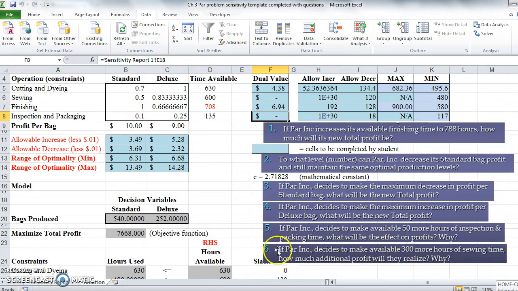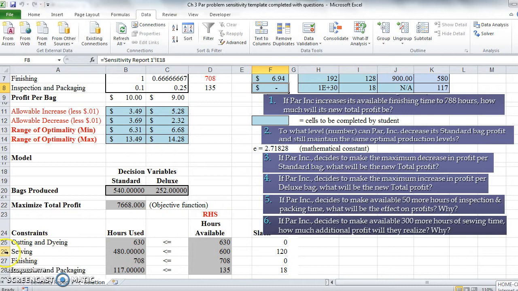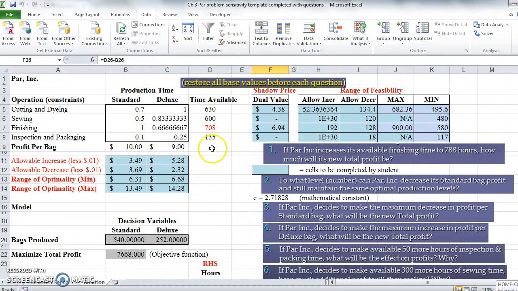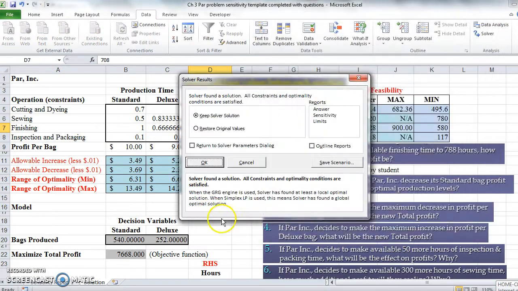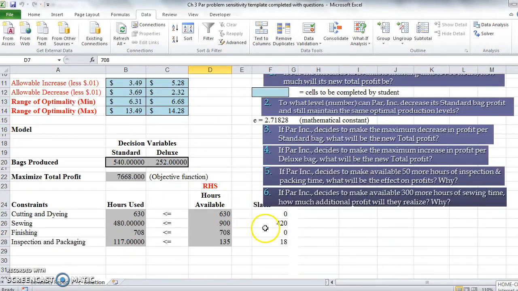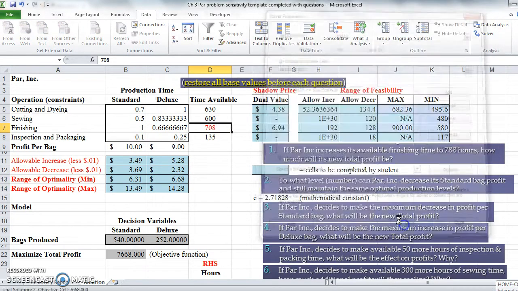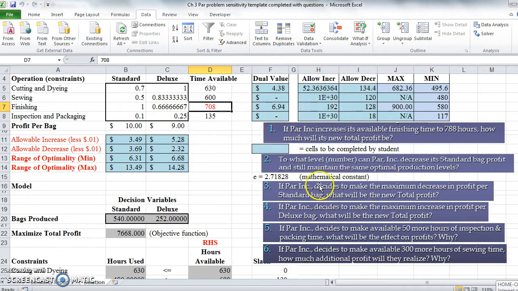So similarly, question 6, if they decide to make available 300 more hours of sewing time, how much more profit will they realize? Well, guess what? We've already got 120 hours slack of sewing time. If we change this from 600 to 900, nothing's going to change. The profits will not change. The optimal solution will not change. All that changes is we wind up with a whole lot more slack of sewing hours. Let's restore that to 600 and rerun solver, and everything is back to the base levels.